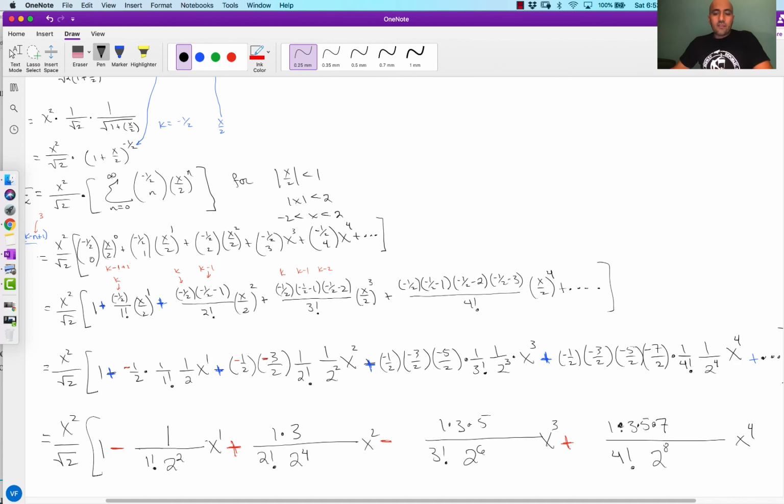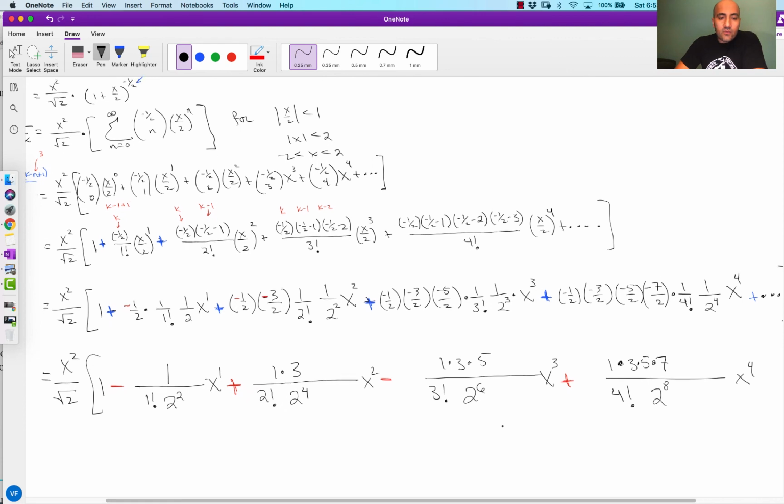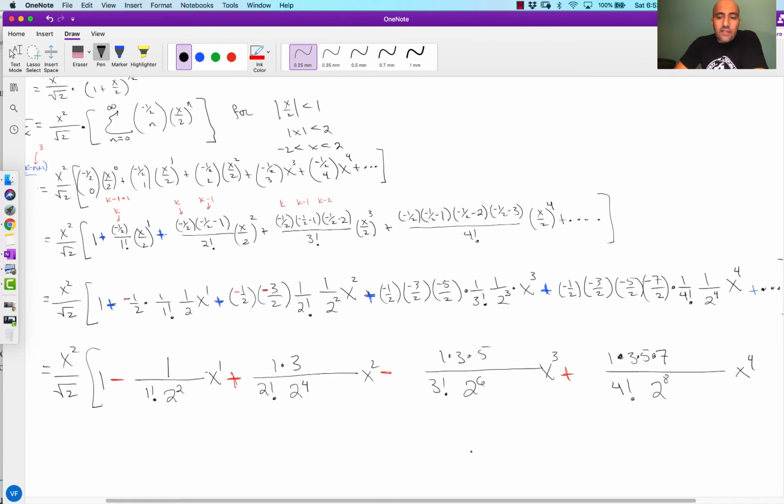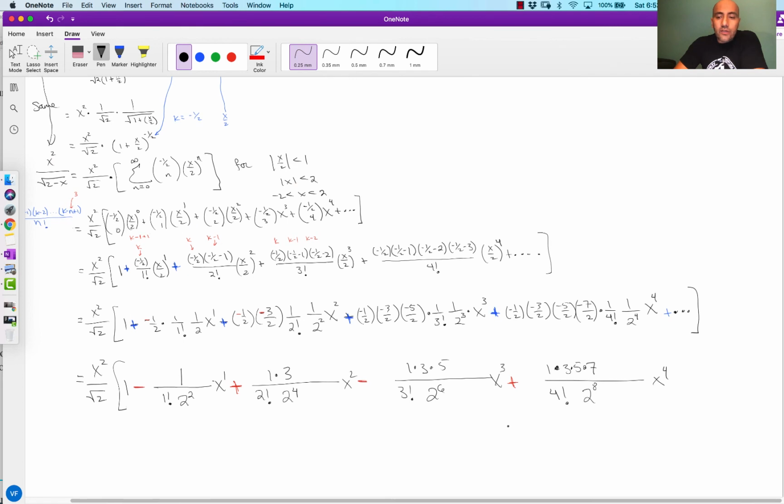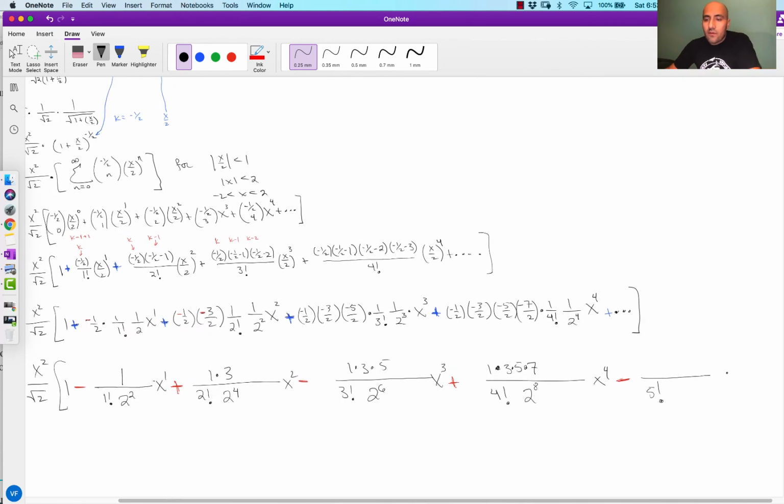Good. So based on the pattern that we've established here, I think it makes it pretty easy to guess what the next term is going to look like, right? If you can guess what the next one's going to look like, then you already have a pretty good idea of what the pattern is, right? So the next pattern, okay, we have positive, minus, plus, minus, plus. So I know this next one's going to be a minus. And I know that this next one is going to be x to the power of 5. And I know that this is going to be a 5 factorial. And it's going to have an x to the power of 5.